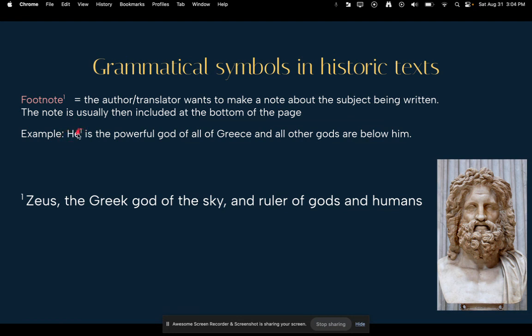Who is this dude that the author's talking about? So you follow the footnote. So, for example, this would be number one. You follow to the number one at the bottom of the page, and it'll say, like, Zeus, the Greek god of the sky, the ruler of gods and humans.